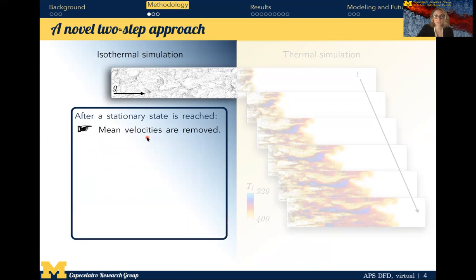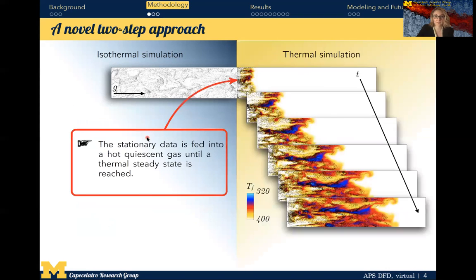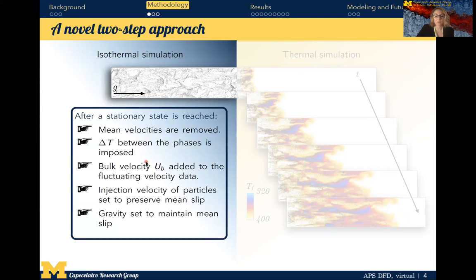After a stationary state is reached in the isothermal flow, the mean velocities are removed from both phases. A temperature difference between the phases is imposed, and a bulk velocity U sub B is added to the fluctuating velocity data. Then an injection velocity of the particles is assigned in order to preserve the mean slip between the phases, and gravity is also adjusted in order to maintain this slip.